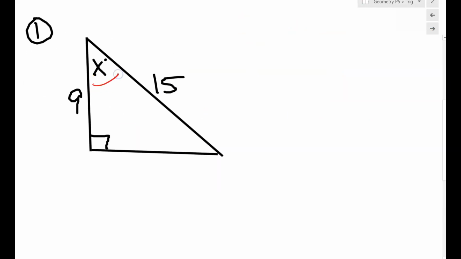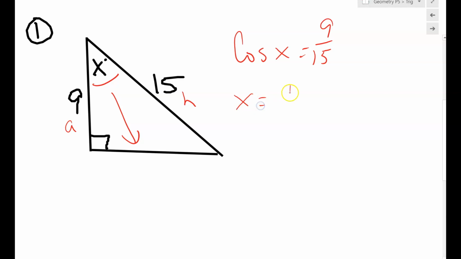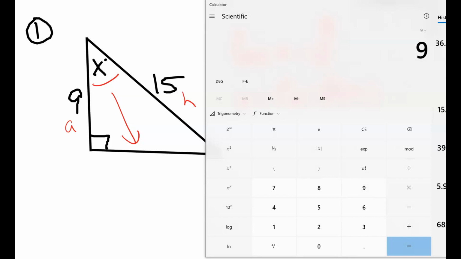There's my reference. This would be my opposite, so that's adjacent and hypotenuse, which gets you which trig? That's right, cosine. So we're going to say cosine of x is the adjacent over the hypotenuse. And again, since we're always finding the angle, we're always doing that second cosine to the -1. It's called the inverse trig. Okay, so that's what I'm typing in. Again, I'm going to use this one, 9 divided by 15. Hit enter.